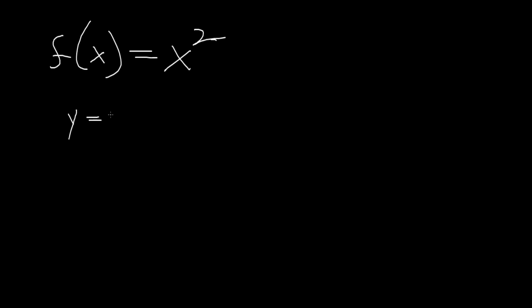So y equals x squared. When we flip this around, we get x equals y squared. And then, square root both sides. So when we square root both sides, we get square root of x equals y. And then I know what you're thinking to yourself. Oh, okay, so that's the inverse function. So this function is invertible, right?